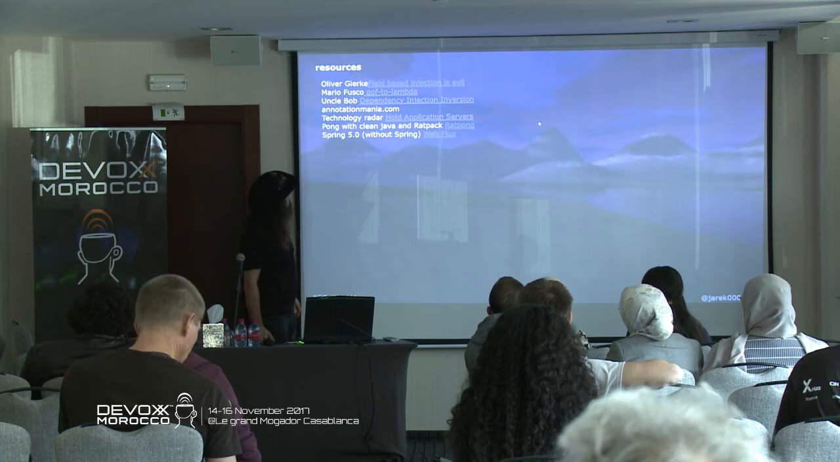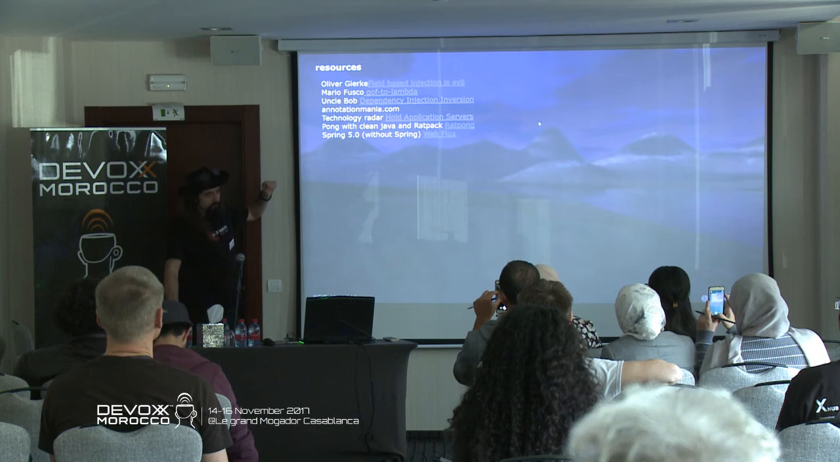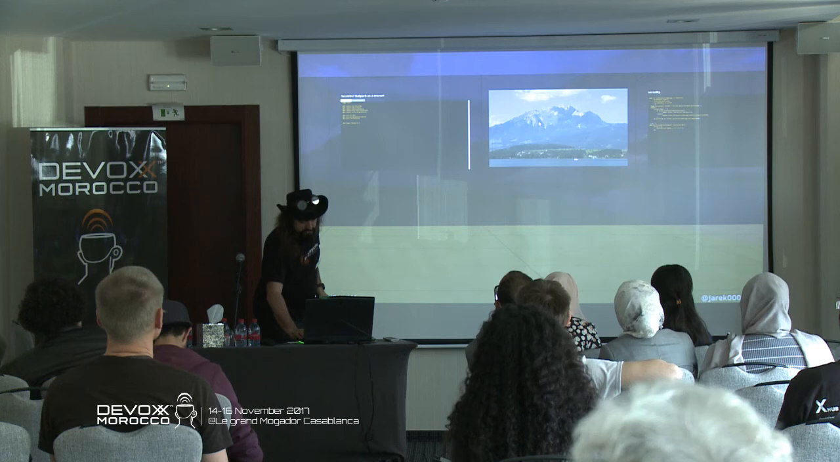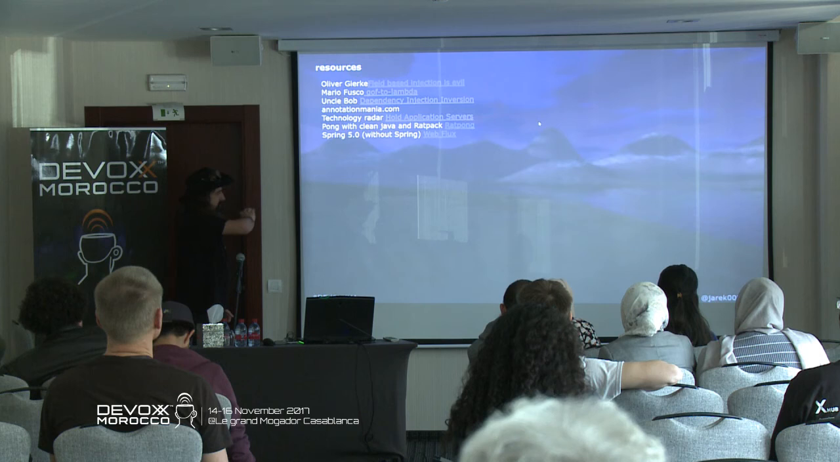Maybe some useful resources. Oliver Gierke, field-based annotations. Mario Fusco, he creates a really great talk on Gang of Four patterns, the patterns we know from object-oriented programming, and how to rewrite them with lambdas. It's so cool. Then dependency injection inversion. He particularly described this case. He likes dependency injection, but dependency injection doesn't mean a container in between. Annotation Mania, that's the page that makes fun of all these annotations.